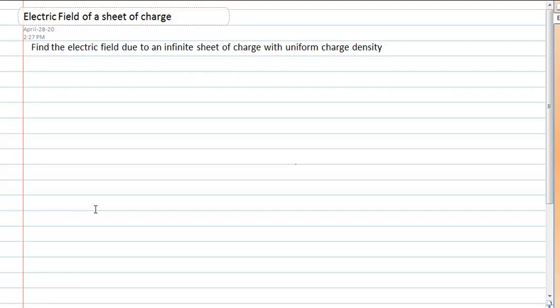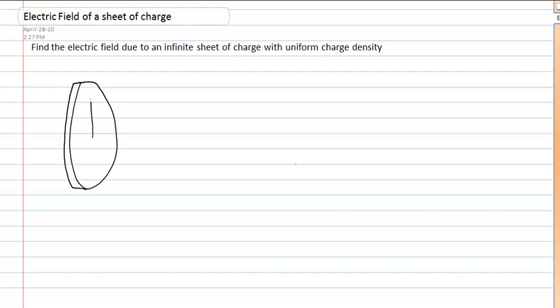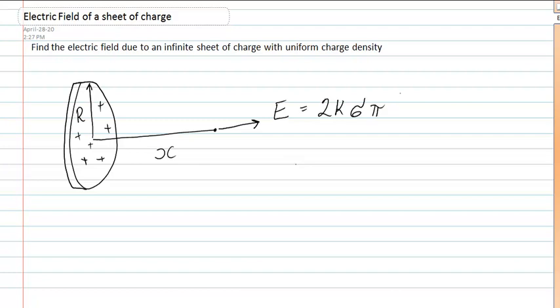In this video, we're going to find the electric field due to an infinite sheet of charge. The way we begin is that we start with the electric field due to a uniformly charged disk, which I've done in a different video. So, if we have a charged disk with radius capital R, we know that the electric field at distance x from its center has magnitude 2k sigma pi times 1 minus x over the square root of x squared plus r squared.